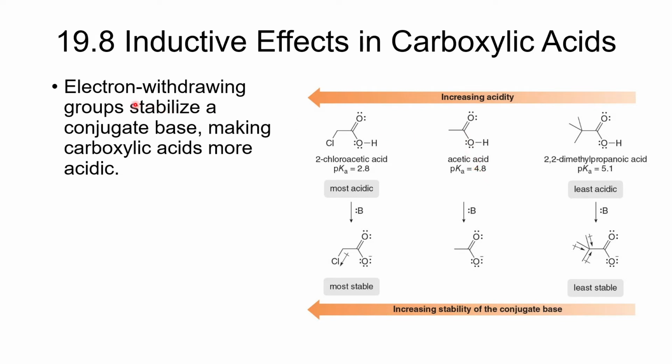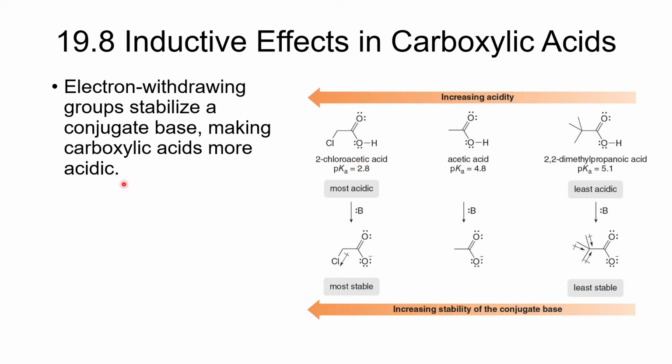Well, if we put electron withdrawing groups adjacent to the carbonyl, those electron withdrawing groups can help to stabilize the conjugate base. And so here we've got a chloro in the 2 position, and that helps to pull electron density away from this carbon, which pulls it away from this carbon and helps to stabilize this negative charge. And in doing so, that's going to give us a lower pKa. And remember, lower pKa means it's a stronger acid.